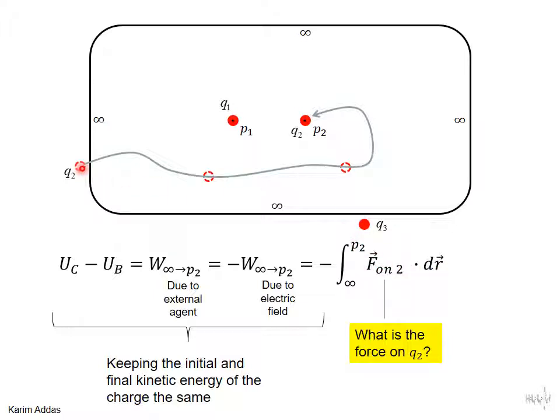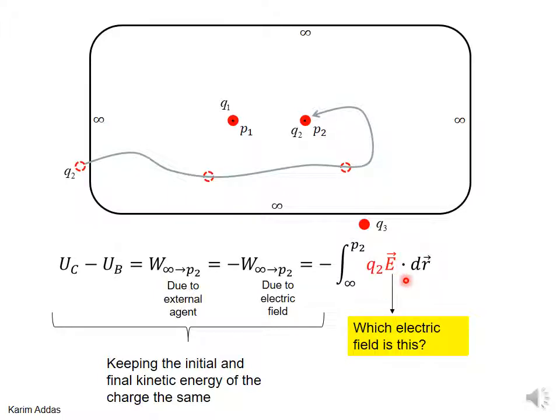Now, as the charge 2 is moving along this path, is there any force on it or not? So what is the force on 2? The force on 2 in general is Q2, the charge, times the electric field. Now, this electric field is the electric field due to which charge? Remember, Q1 now is close to Q2. Q2 is coming close to Q1. There's a finite distance between them.